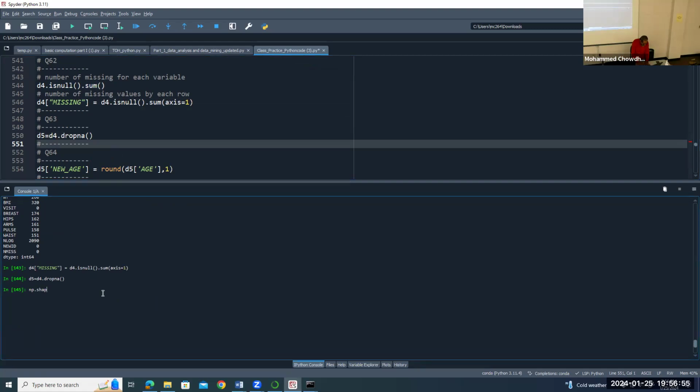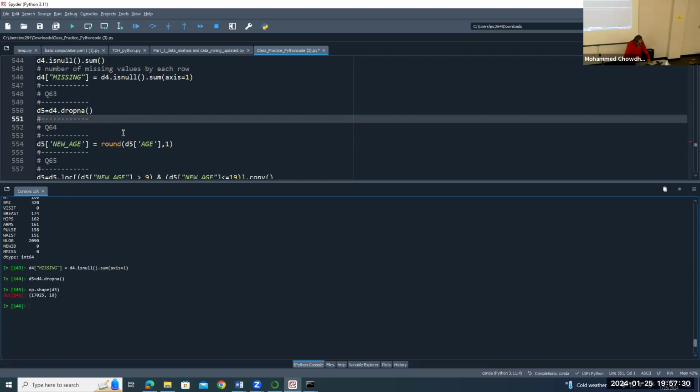np.shape. D5 is my data: 17,025 rows and 18 columns, where each entry does not contain a missing value. No missing value in any row. This is complete data.